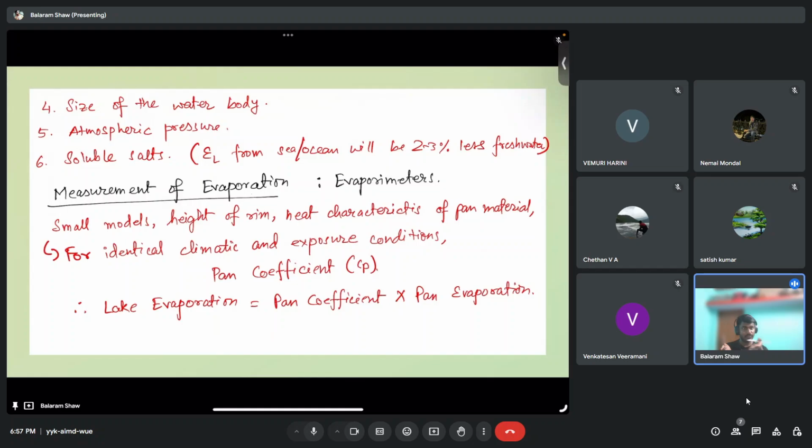Oh, okay. It's not directly related. So B also is correct. Lower humidity will increase the evaporation. So that is a kind of mix. So the correct answer will be B. D also you can say.